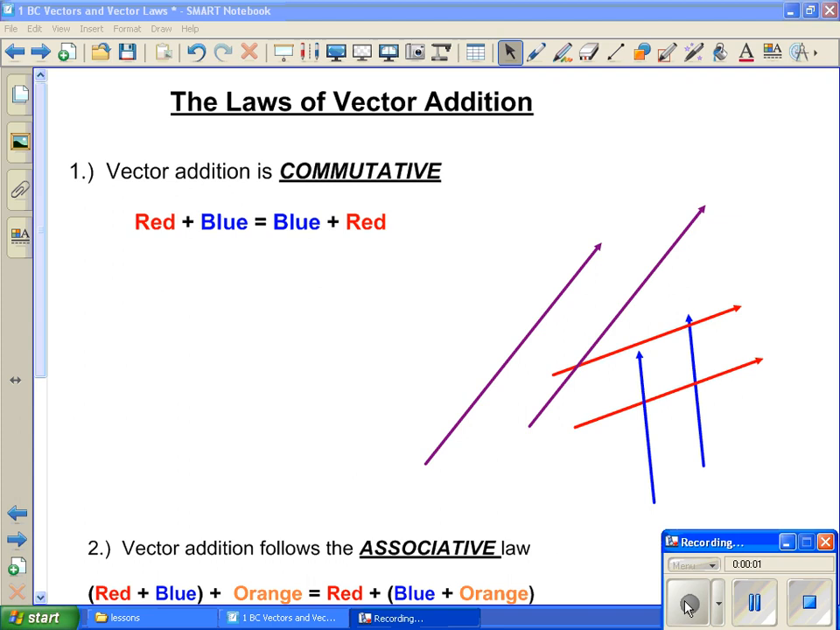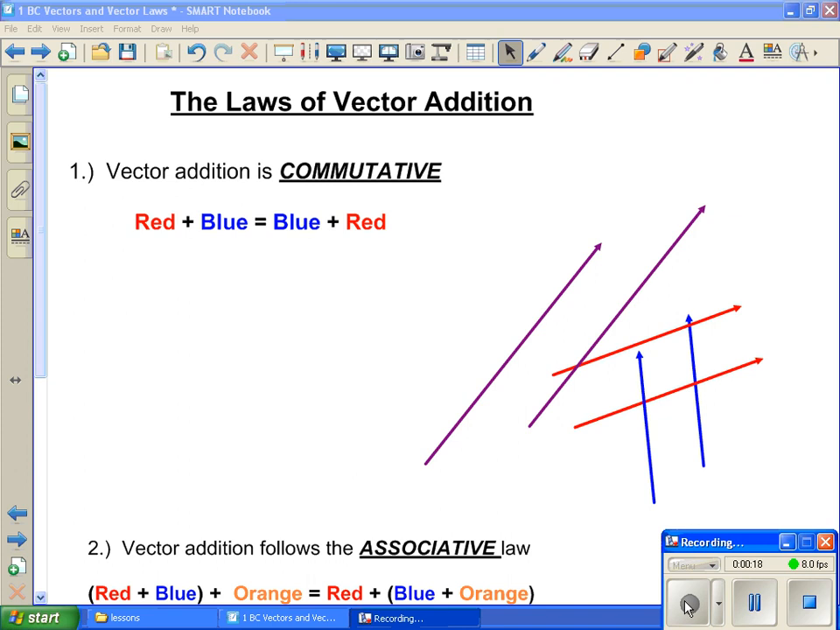Properties of vector addition here. The first one is that vector addition is commutative. And by commutative, what we mean is that the order in which you add two vectors doesn't affect the result or the sum. So to illustrate this, I've just got two vectors over here.